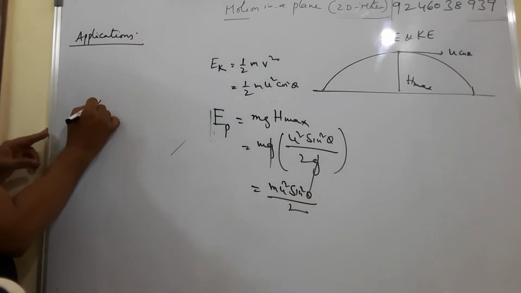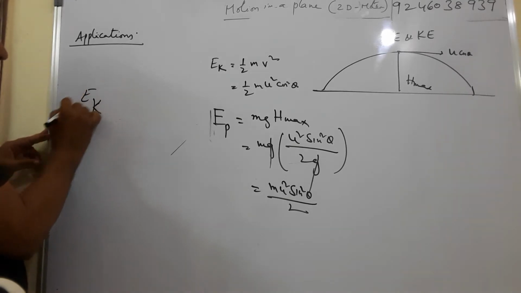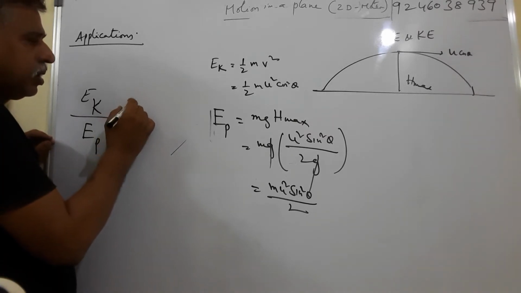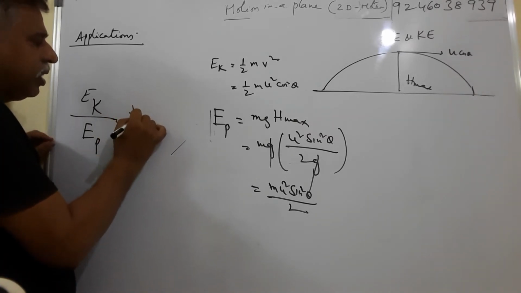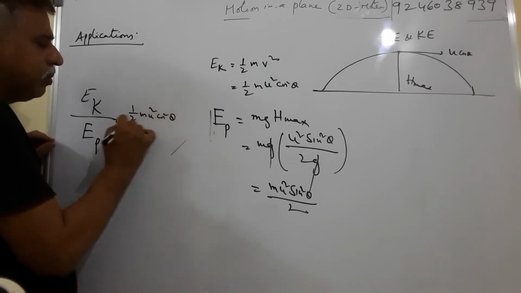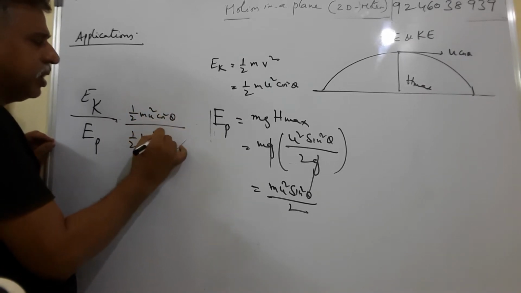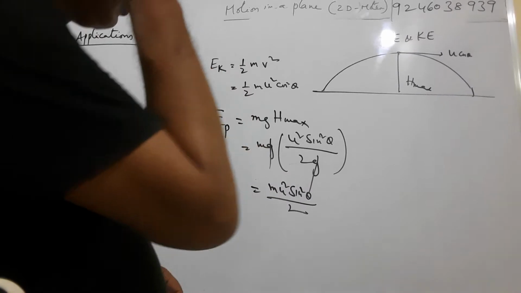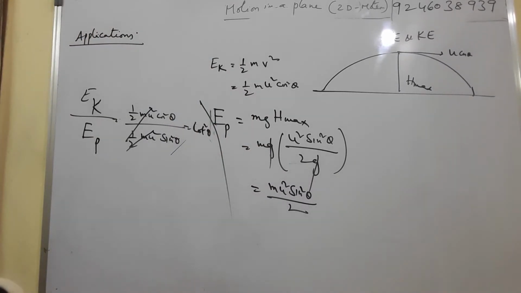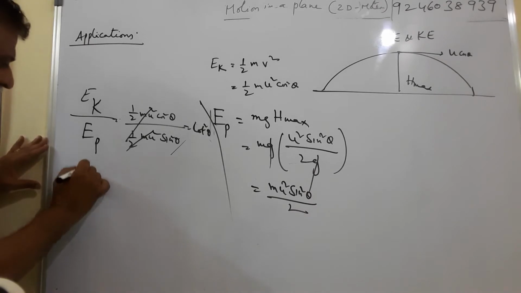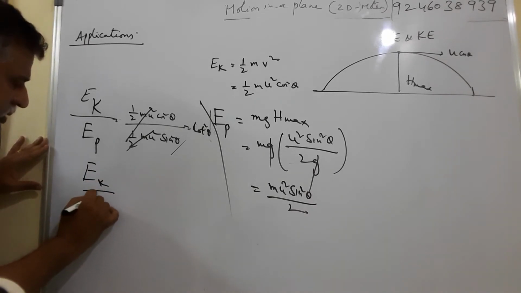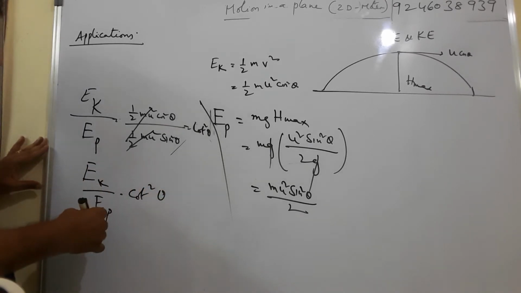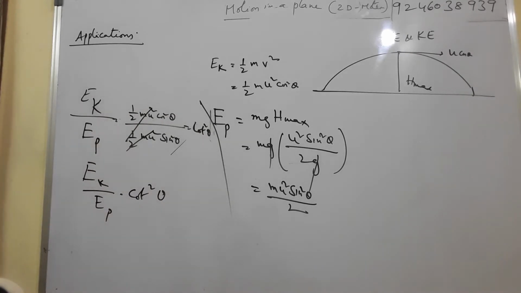Now we want to find the ratio between kinetic energy and the potential energy of a projectile at maximum height. Kinetic energy half m u square cos square theta by half m u square sin square theta is equal to cot square theta. This is the ratio between kinetic energy and the potential energy of a projectile at maximum height: cot square theta. Next, potential energy by kinetic energy means tan square theta.